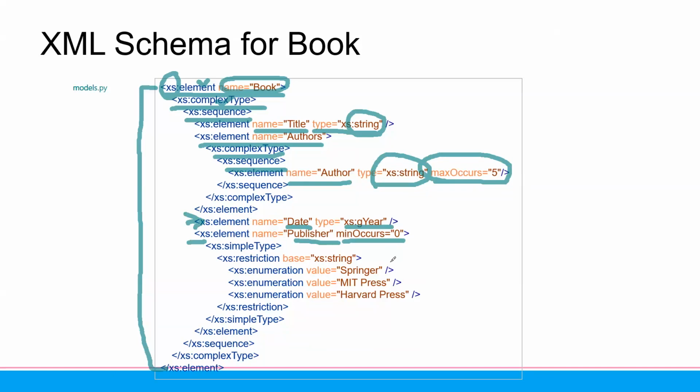Let's say I want to put a selection for the publisher. I want to recommend only books that have been published by Springer or MIT Press or Harvard Press. Then I can put this kind of restriction. If you don't have this simple type restriction, it means every publisher is possible. But if you have this restriction, then your publisher will be limited to only these values. And the remaining is only the closing. So we call this the XML schema to create the data for book.